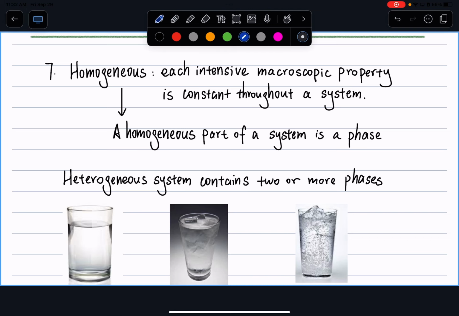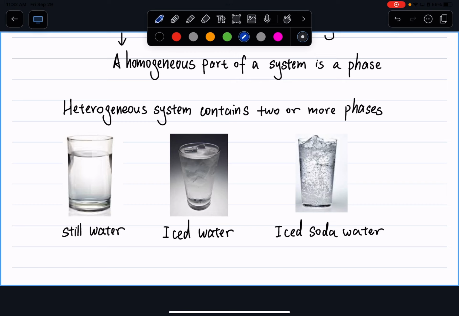If that doesn't make sense to you, let's look at some examples. Imagine we have a cup of still water. Let's assume the cup is covered and we don't have matter exchange with the surroundings. In that cup of still water, all the water is in the liquid phase. So is it a homogeneous system? Yes, this one is homogeneous. The density remains the same, the pressure remains the same. It just has one substance that's evenly distributed. So that's a homogeneous system.